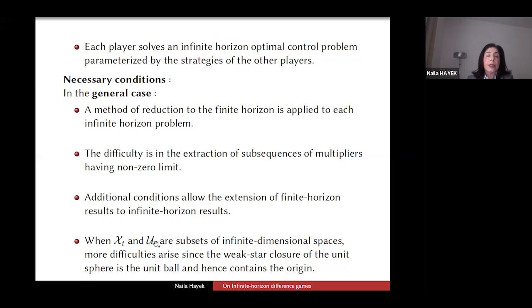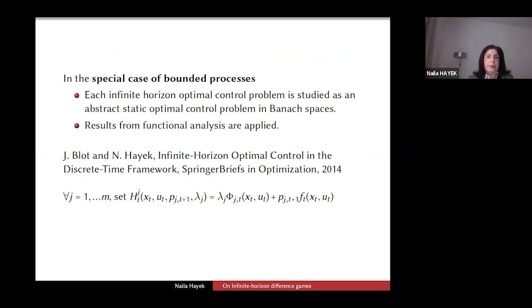Now, when xt and ut are subsets of infinite dimensional spaces, we will get more difficulties. You will see why. I will show you how the weak star closure of the unit sphere will be the unit ball and hence will contain the origin. So my subsequences may go to 0. This is why we need more conditions to avoid this case.